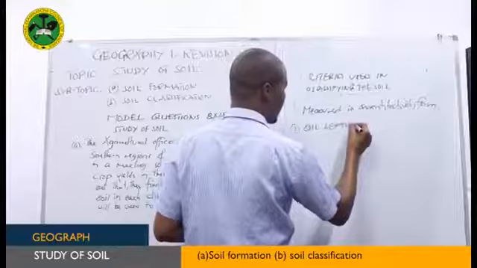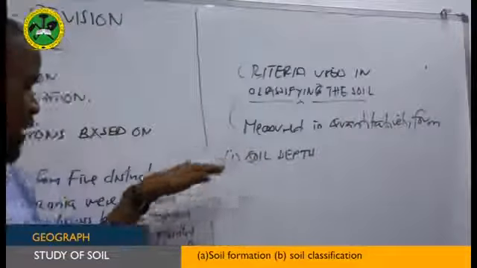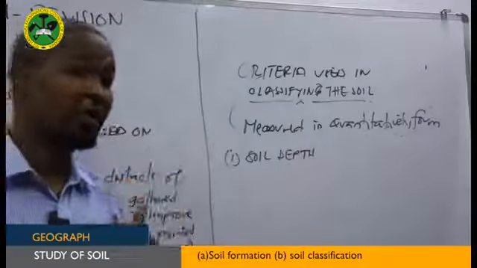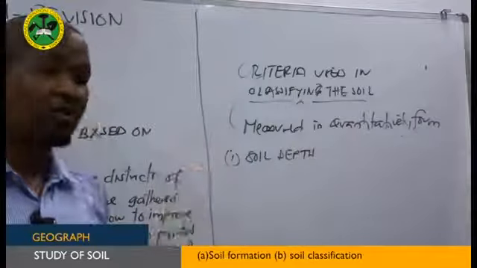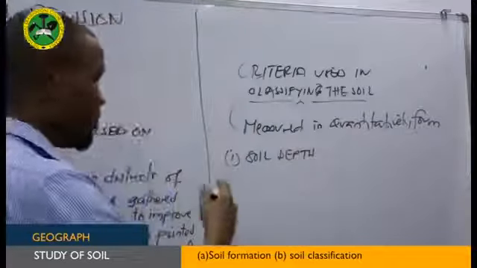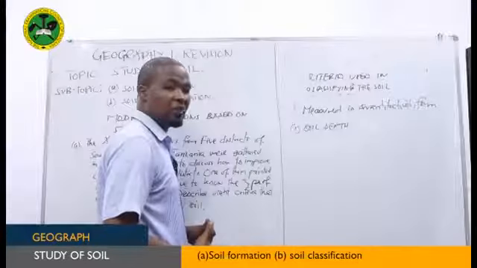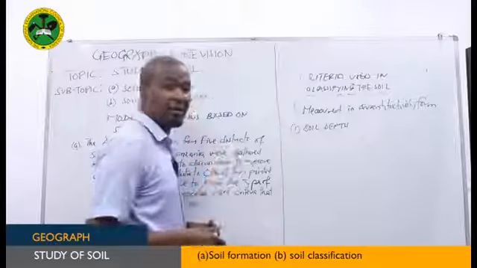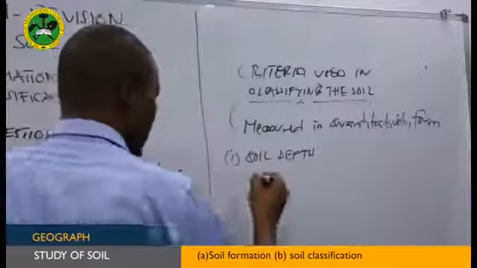Soil depth. So what is soil depth? Soil depth will refer to either the shallowness or the deepness of the soil. It means sometimes we may find soil which are found in steep slopes. Those which are found in steep slopes are shallow in depth, while those found in gentle slopes are deep in depth.